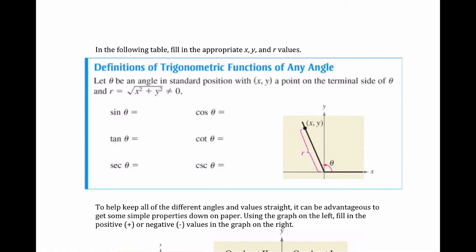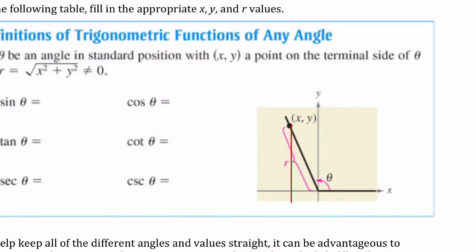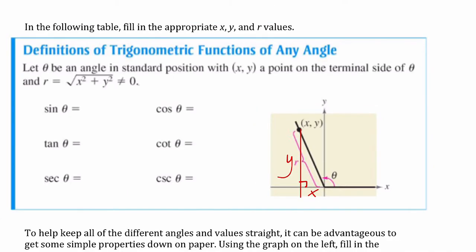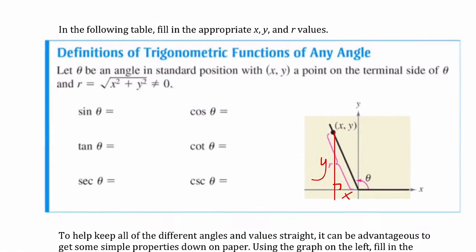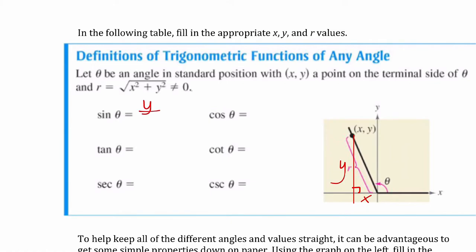So let theta be an angle in standard position with (x, y) a point on the terminal side of angle theta, and the radius r is equal to the square root of x squared plus y squared. If you make this into a right triangle, it has side lengths of y and x, with a right angle here. Now the sine of theta is going to be the opposite over the hypotenuse. The opposite is y, over the hypotenuse, which is r.